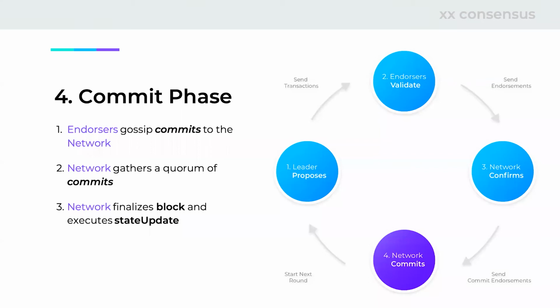Now, we already know that each of those endorsements alone is not safe, but if you again form a quorum of these endorsements, it's completely safe and you can combine them into a proof of finality, which can be provided to clients. Finally, nodes will commit to the block in the blockchain and will execute the state update, bringing them to the latest state of the ledger.